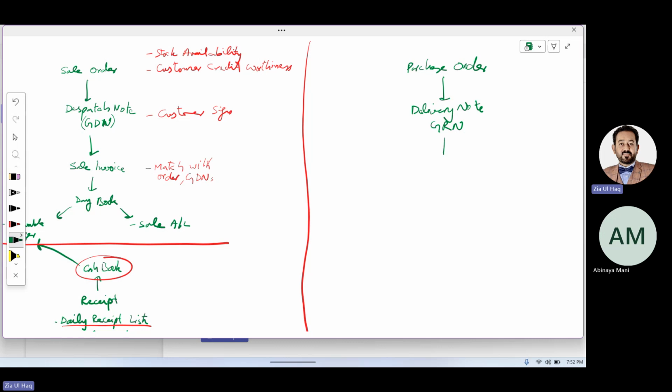And then the supplier will send us an invoice that will be called a purchase invoice. According to the purchase invoice, we will record an entry into the purchase day book. And the accounting entry for a credit purchase is purchases debit, payable credit. This means we need to update the payable ledger, and we will update the purchase ledger, called the purchase account.